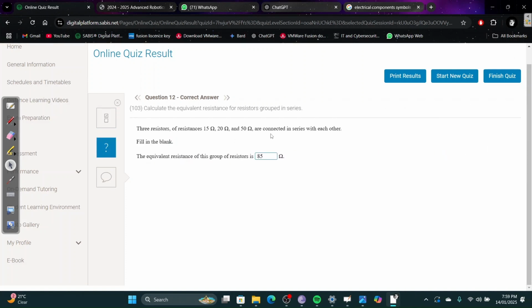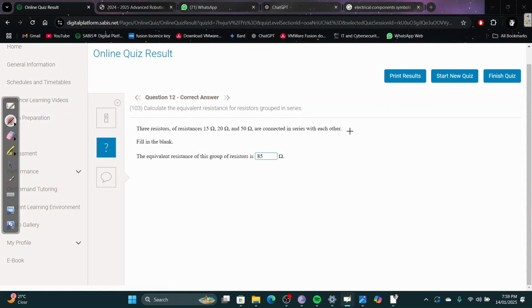Three resistors of 15, 20, and 50 ohms are connected in series. The equivalent resistance of series is going to be really easy: R1 plus R2 plus R3, all the way until, as always, Rn. This is just your formula. So 15 plus 20 plus 50. RE is equal to 15 plus 50 or plus 20, it doesn't really matter. Addition is commutative. So this is going to give you 85 ohms. That's it. Then you're done.